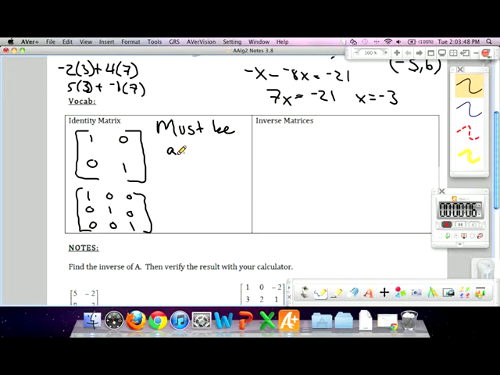must be a square matrix in order for an identity matrix to make sense. Okay.